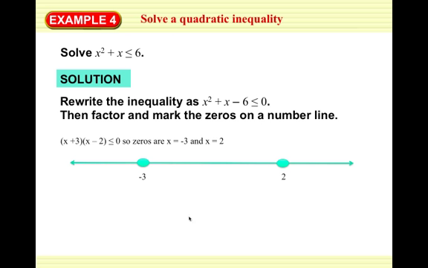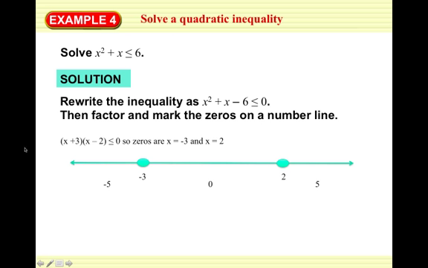And then we have to pick values in each of the 3 regions that are created. See how there's a region where you have less than negative 3, between negative 3 and 2, and then greater than 2. You have to pick a value from each of those regions and plug it back into your inequality statement to see if you get a true statement or a false statement.